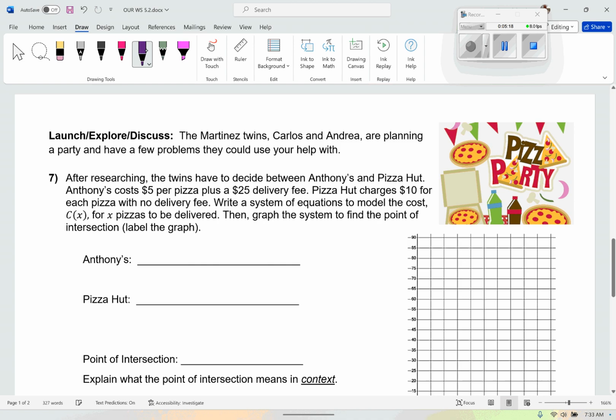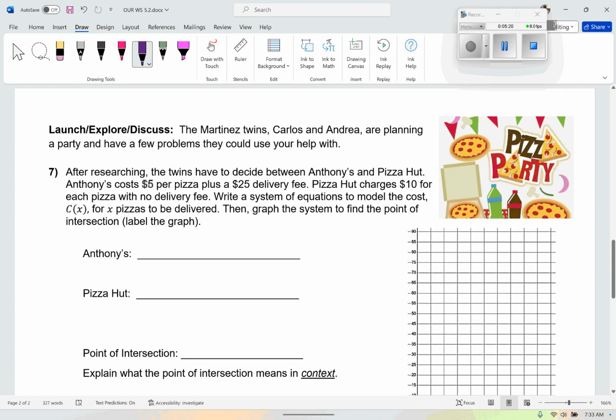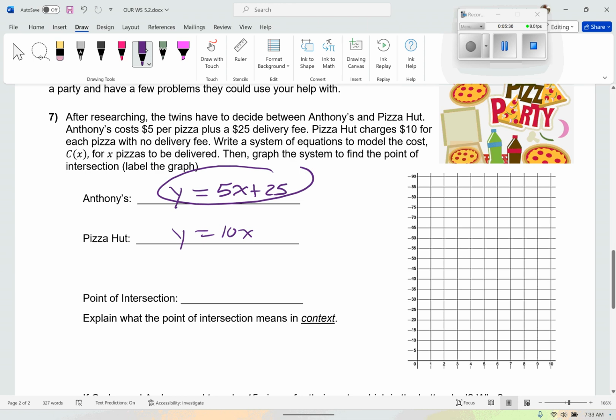All right, we worked these in class, and I believe Anthony's would have been $5 per pizza plus 25. Pizza Hut was just $10 per pizza. So we'll graph this one in purple. Notice our graph, we have a y-intercept of positive 25, a slope of up 5, right 1, up 5, right 1. The reason I'm only going up 1 is because they're counting by 5s.